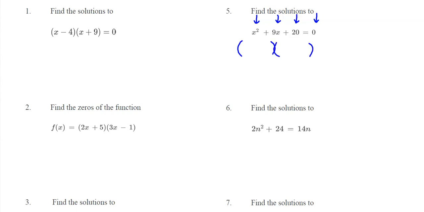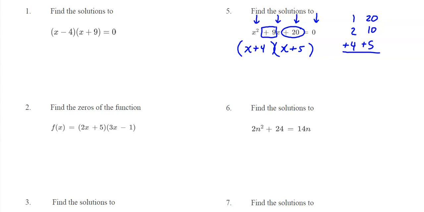And that game is played by saying, I need to multiply to make 20. So there's a few ways to multiply to make 20. I think those are the only factors that can multiply together to make positive 20. And I also need to add to make 9. So it looks like this is the winner. So x plus 4 times x plus 5.